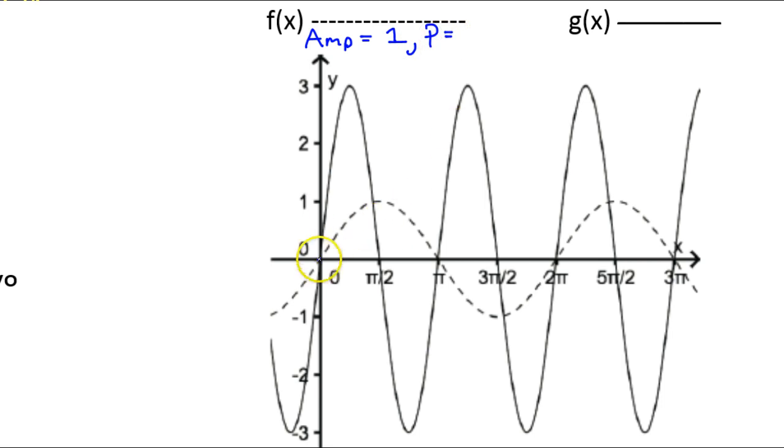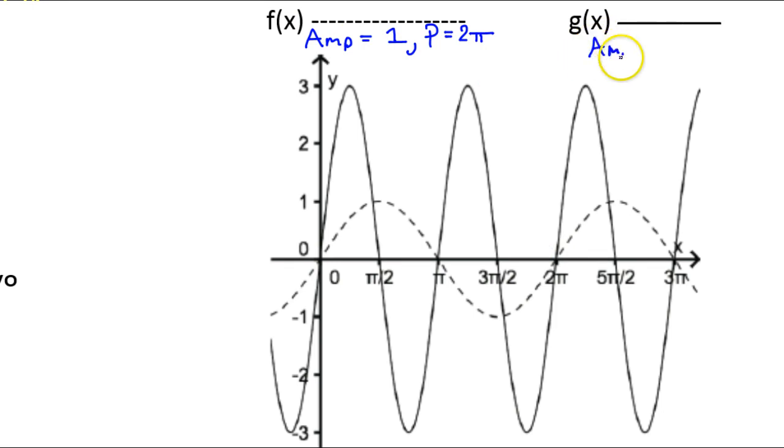What about the period? Well, looking at one period of the function, it starts here at 0, and it goes up and down and back, and so it takes 2 pi to complete the cycle. So the period for function f is 2 pi.